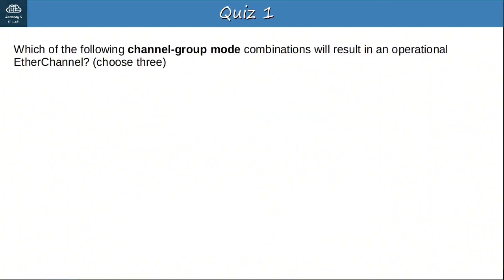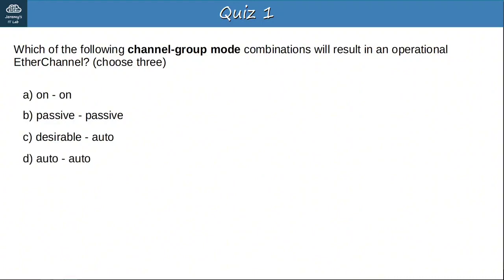Let's go to question 1 of the quiz. Which of the following channel-group mode combinations will result in an operational EtherChannel? Choose 3. A. On. B. Passive. C. Desirable, auto. D. Auto. E. Active, desirable. F. On, desirable. Or G. Active. Pause the video to think about your answer.